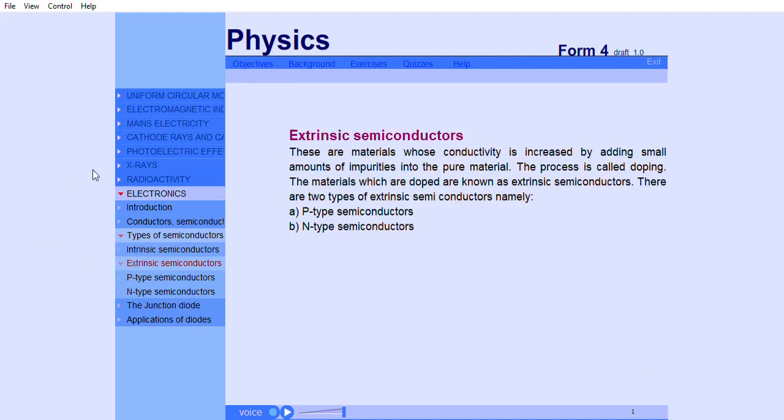Extrinsic semiconductors. These are materials whose conductivity is increased by adding small amounts of impurities into the pure material. The process is called doping. The materials which are doped are known as extrinsic semiconductors. There are two types of extrinsic semiconductors: p-type semiconductors and n-type semiconductors.